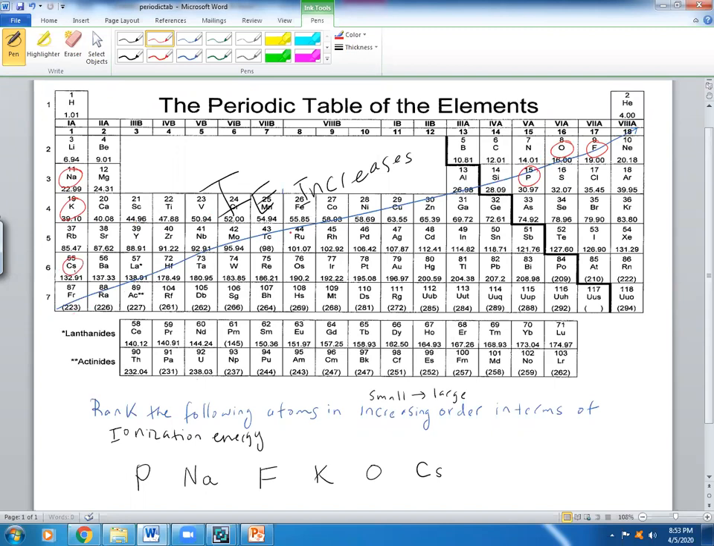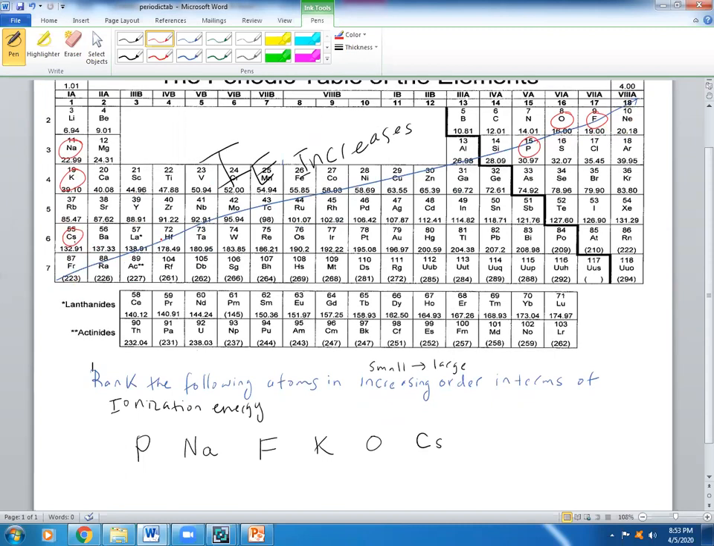Notice that F now will be your highest. So what's my smallest? It would be the Cs because it's the lowest. It increases as you go this way. So Cs is smaller than K, then Na, then P, and then O, and F is the highest.